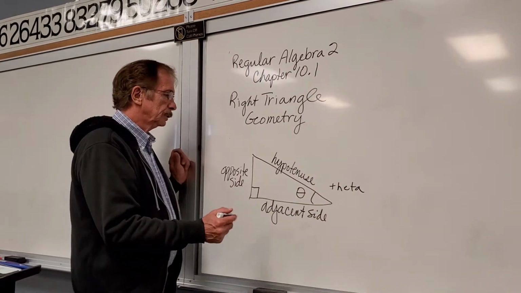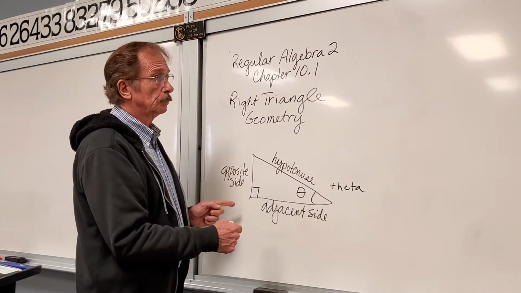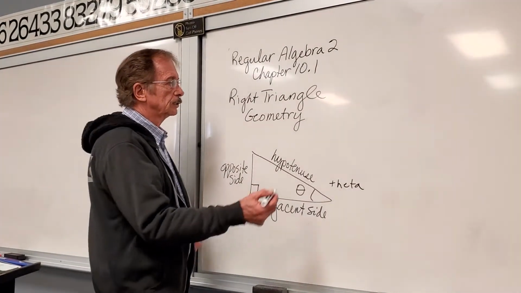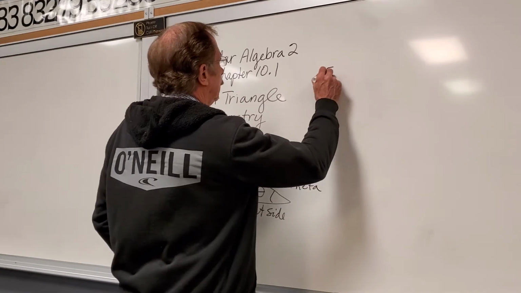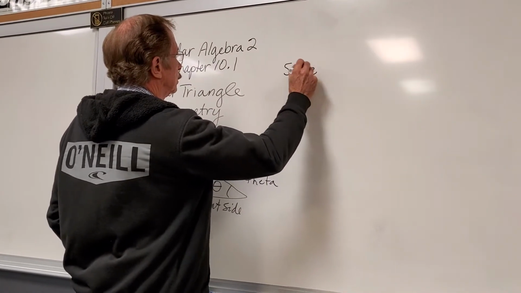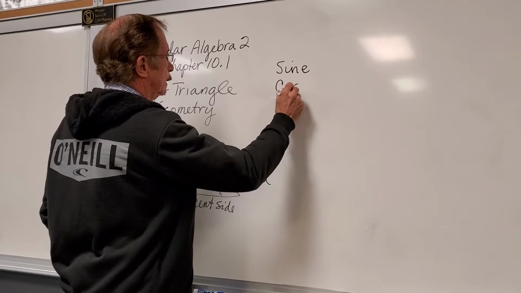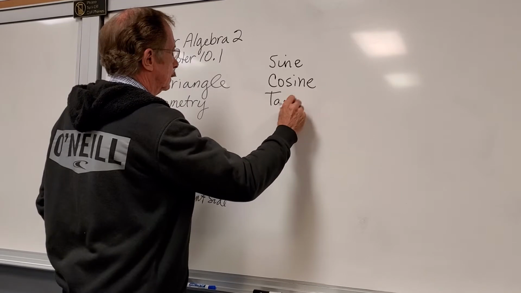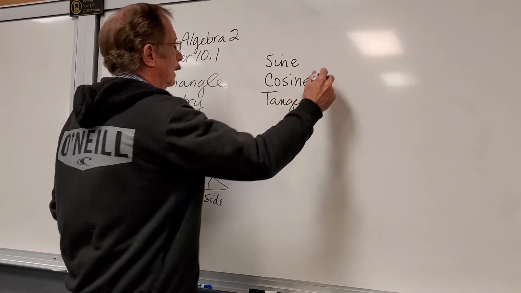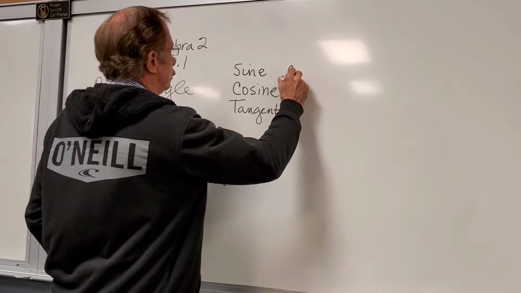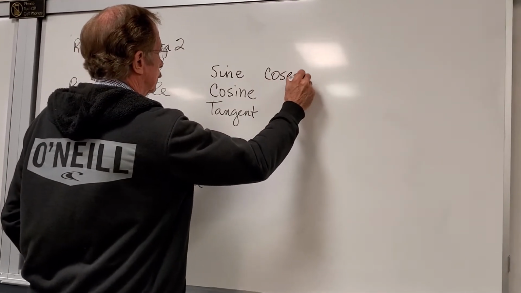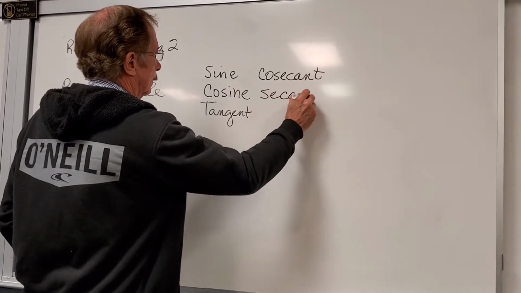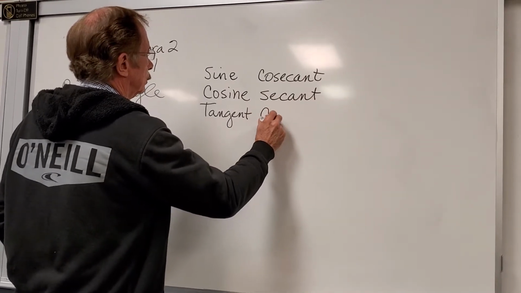Now, I'm going to do something that is very important for you to start memorizing. I'm going to identify some terms: sine, cosine, tangent, and then cosecant, secant, and cotangent.